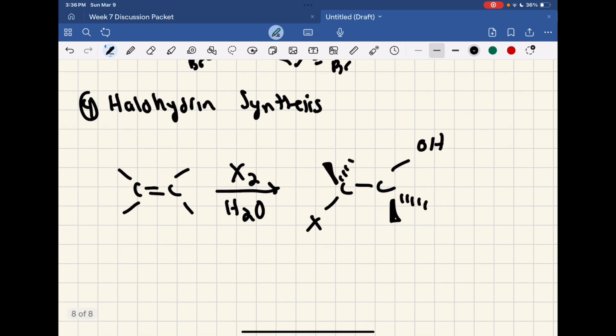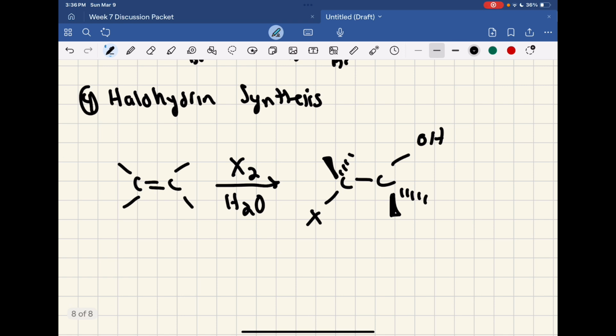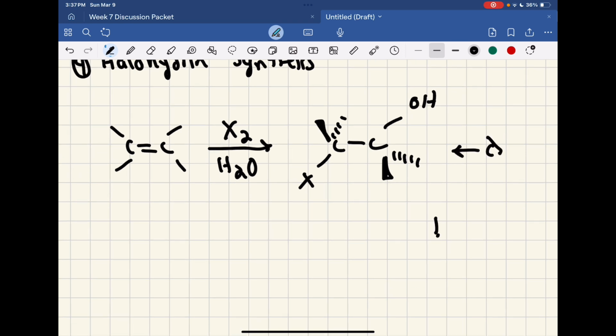And if you're wondering how this is anti, again, I just want you to imagine this is a Newman projection. That's why I'm drawing it this way. If I'm drawing it from that orientation, you could see how the front and back groups, the OH and the X, are opposite or anti from each other. Okay, so that's why I'm drawing it this very specific way.